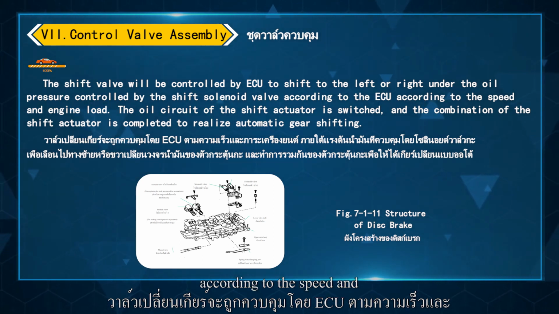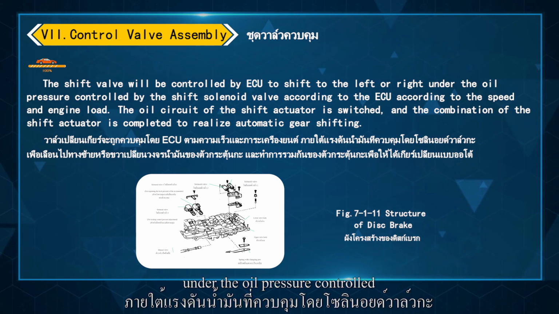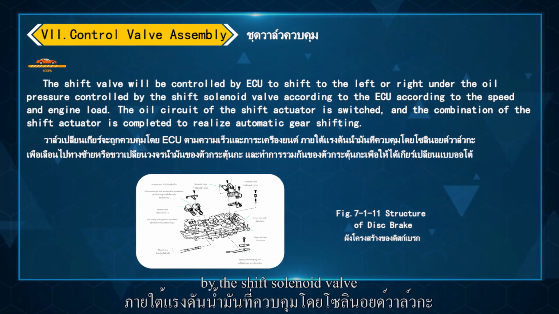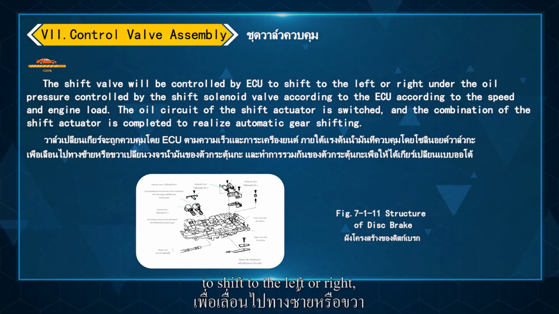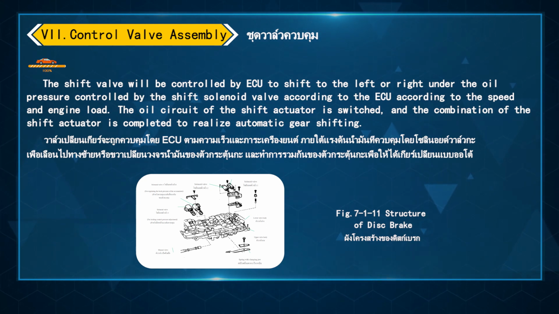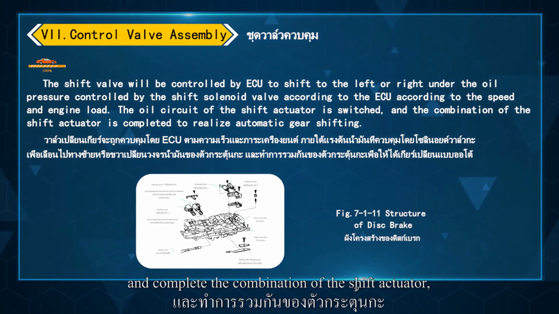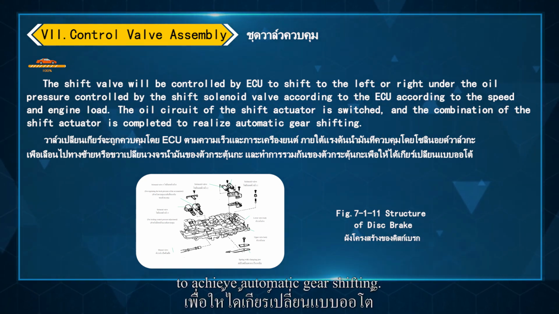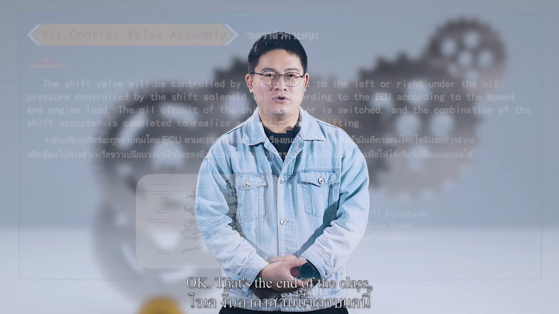The shift valve will be controlled by ECU, according to the speed and engine load. Under the oil pressure, controlled by the shift solenoid valve to shift to the left or right. Switch the oil circuit of the shift actuator and complete the combination of the shift actuator to achieve automatic gear shifting. Okay, that's the end of the class.